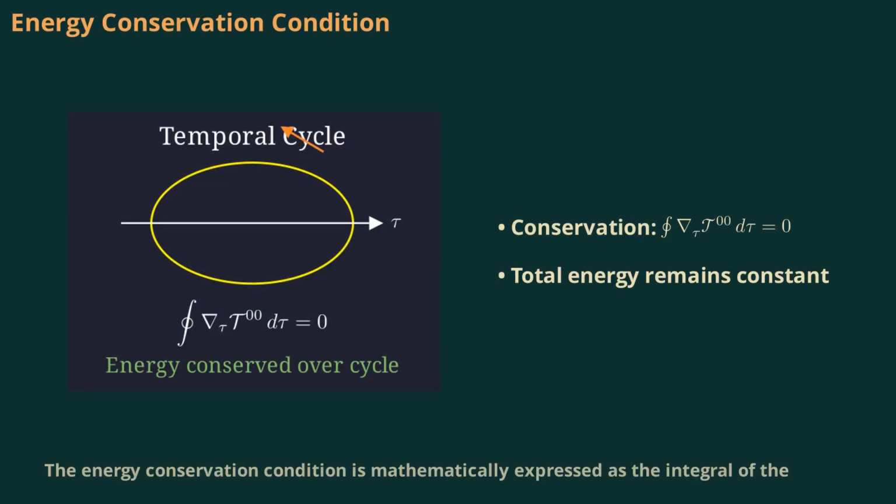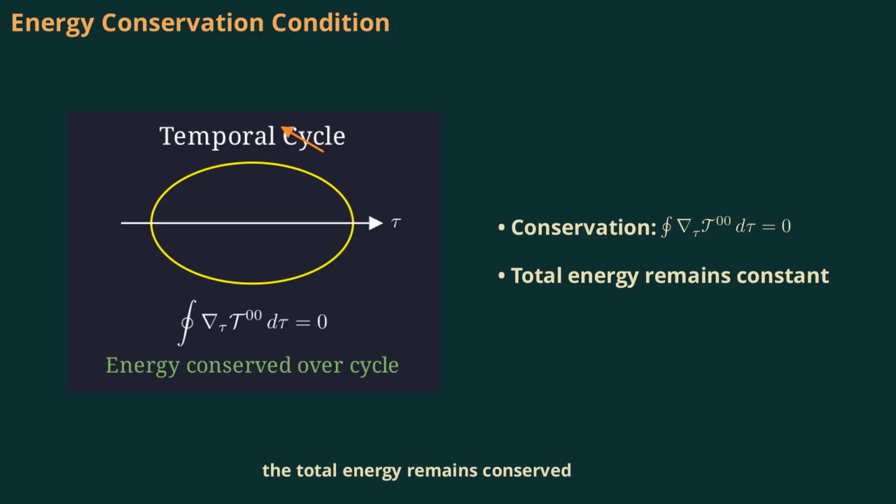The energy conservation condition is mathematically expressed as the integral of the temporal gradient of the energy density over a closed temporal cycle being zero. This ensures that, despite dynamic changes within the system, the total energy remains conserved. This principle is foundational to all physical theories and is rigorously upheld in the AEON STRATUM PRIME framework.